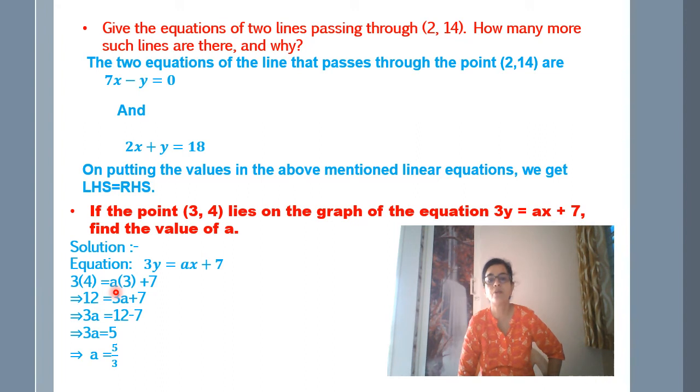And what about the value of x? Yes, the value of x is there in the coordinate. See the bracket here, the x coordinate is 3. So put the value of x equal to 3. That means replace x with 3. So when we replace x with 3, we get 3 into a, 3a. And plus 7 should also be as it is in the question. So what are we getting? 3 4s are 12 is equal to 3a plus 7. Transpose 7 to LHS, you get 12 minus 7. 3a is equal to 5 and therefore a is equal to 5 upon 3. This is the value of a.